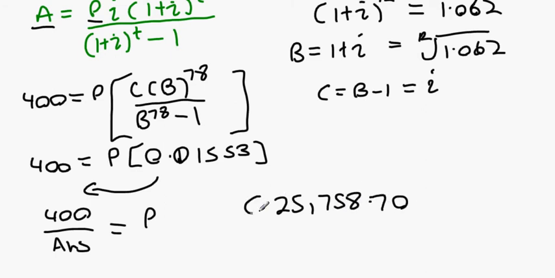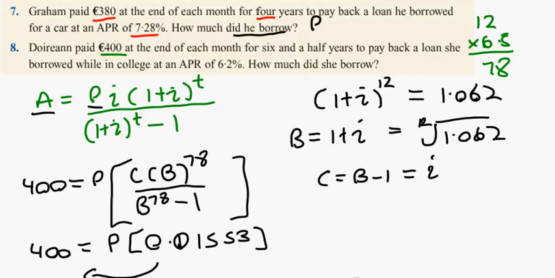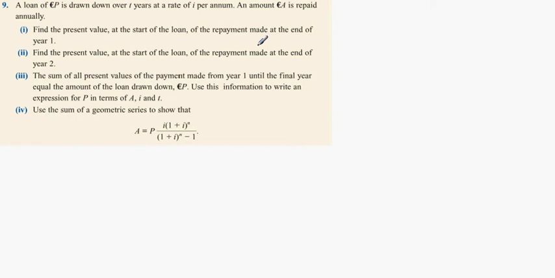25,758.70. Okay, and that's our amount of money there. Now, we're on to question 9. A loan of P is drawn over 2 years at the rate of I% per annum. An amount A is repaid annually. Find the present value at the start of the loan of the repayment made at the end of year 1.